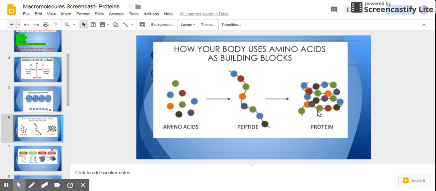But then we get to proteins. Proteins are not only lots and lots of amino acids, but they have specific shapes, and each specific shape for each specific protein is going to be different. And that's part of what allows for the function of proteins in cells and in our body.